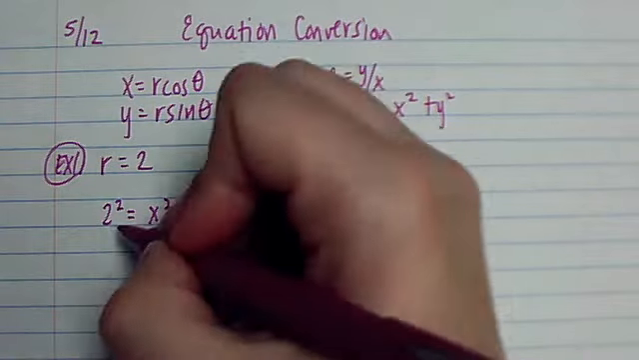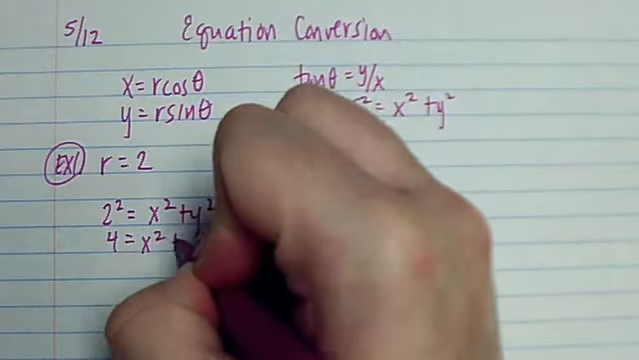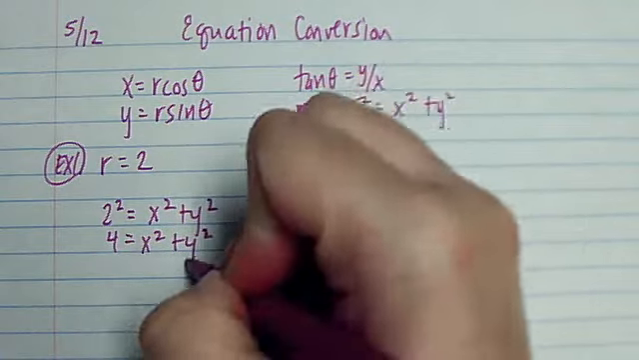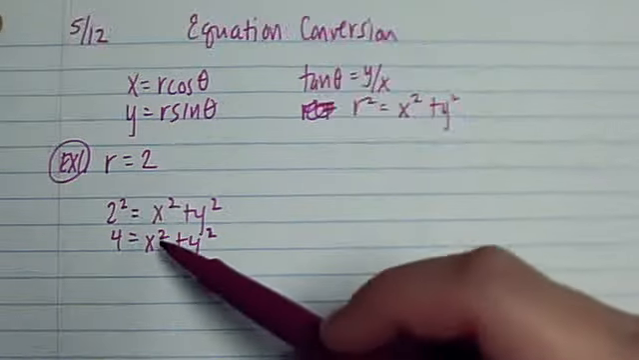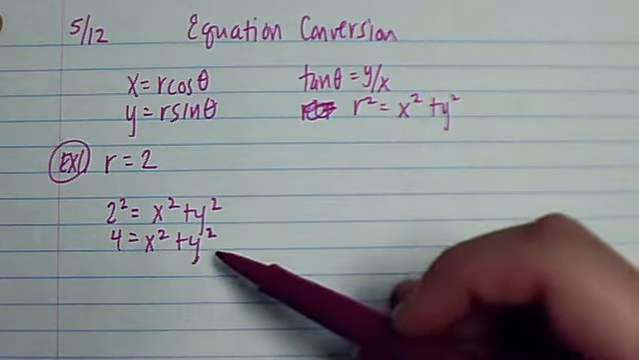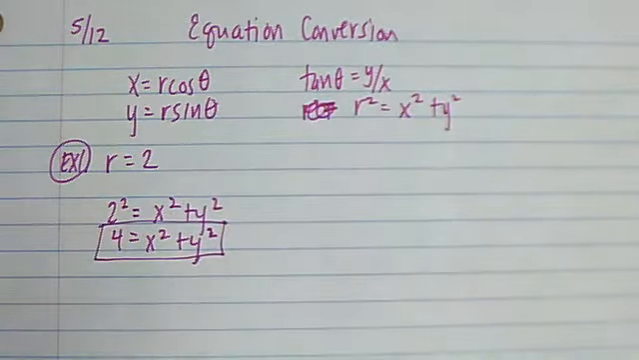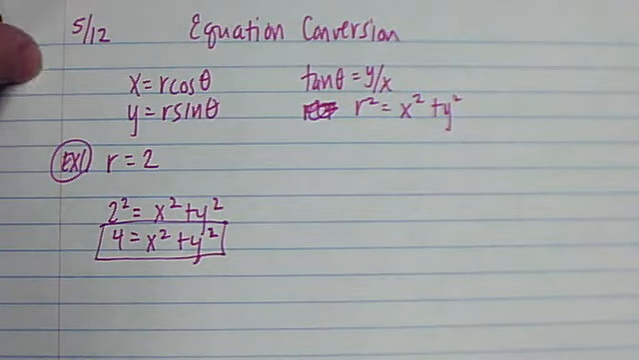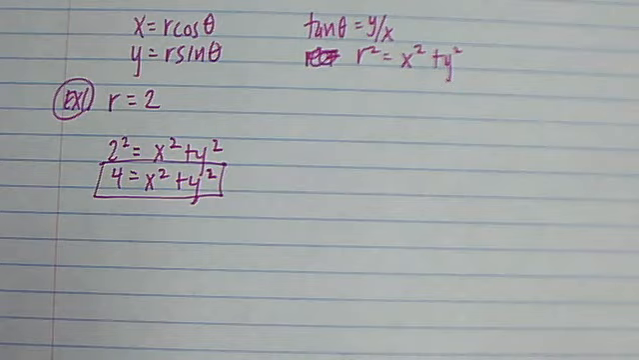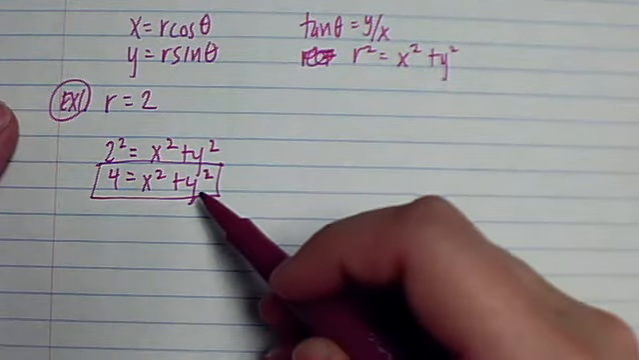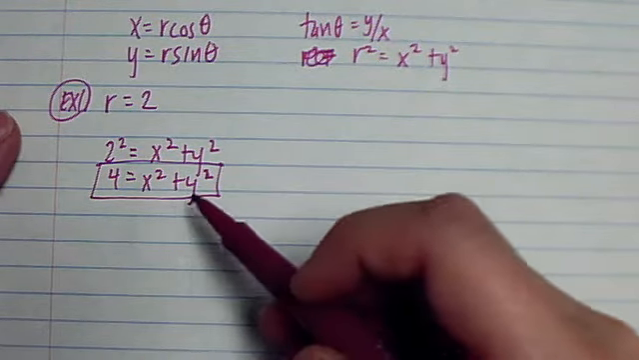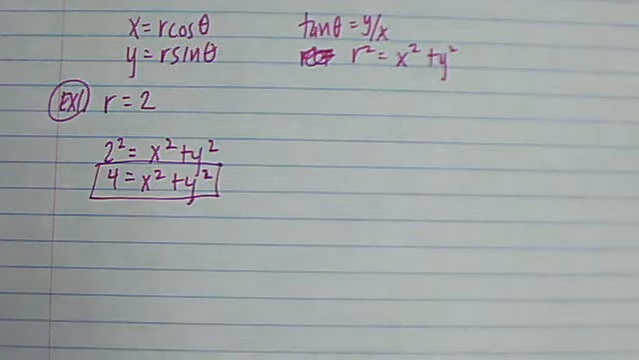Okay, well 2 squared is 4 equals x squared plus y squared. This should look like a formula that we used last week. Okay, this would be a circle. So I could stop here because I eliminated the r and theta. I don't have those anymore in my equation. So this is a rectangular formula. If you would like, you could go ahead and solve for y like you're used to, or you could just leave it in this form.